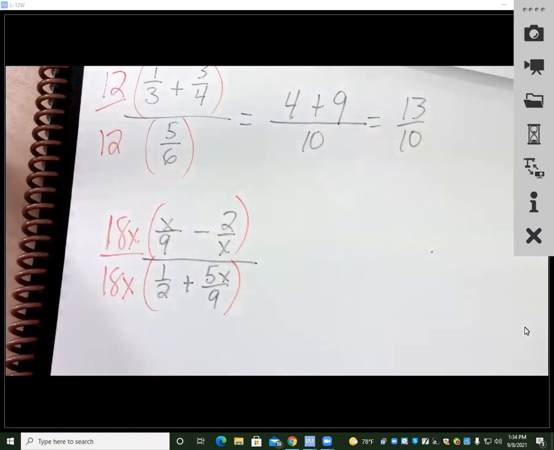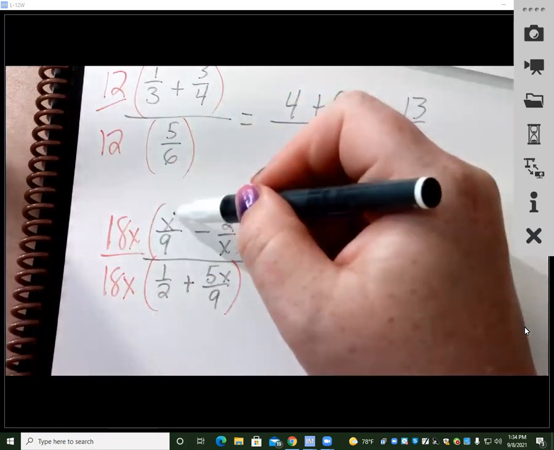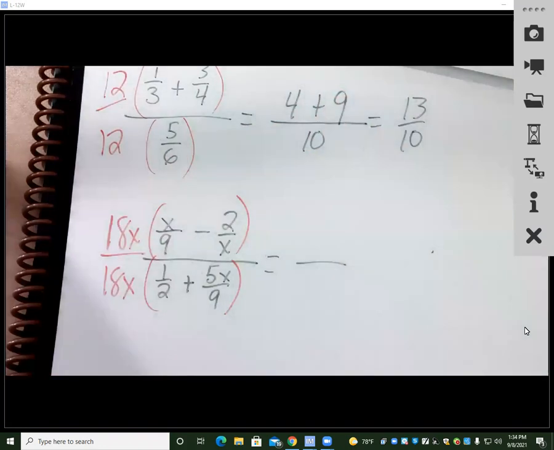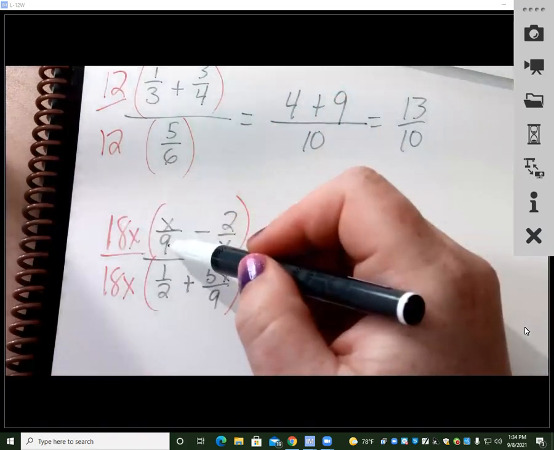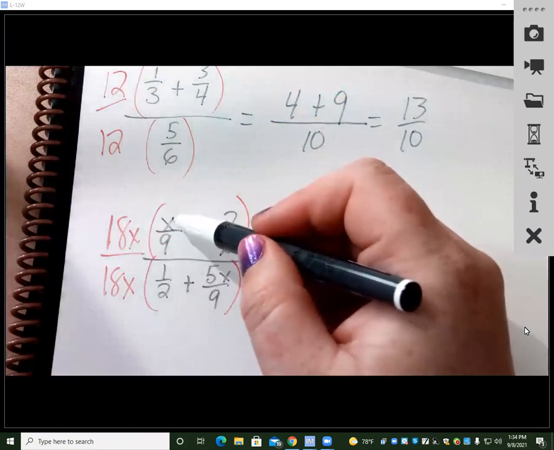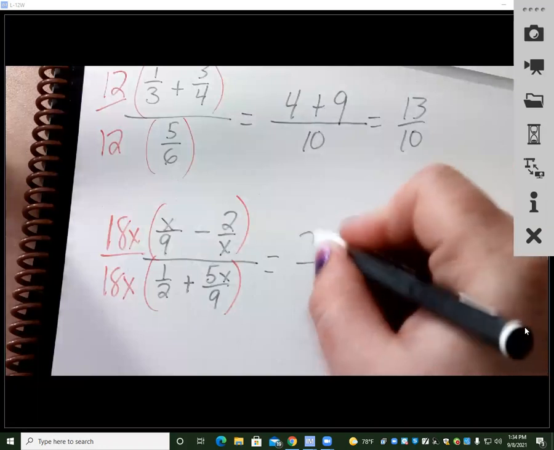So I'll do one, then you do one. So let's see if we match. So when I go to distribute 18x and I'm going to multiply it by x over 9, I'm going to divide down, multiply up. So if I do 18x divided by 9, that's 2x times the numerator, 2x times x. Isn't that 2x squared? Yes. Now you try the next one.